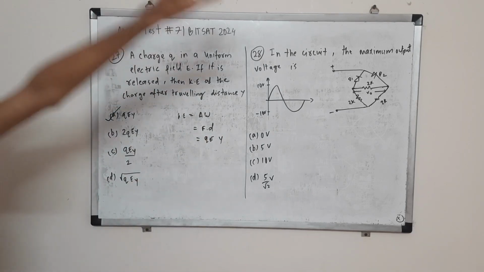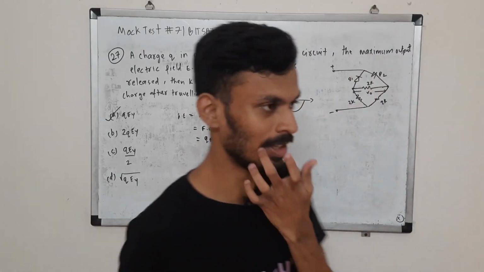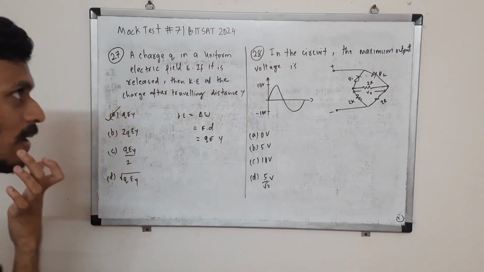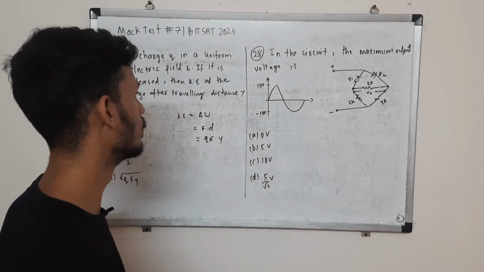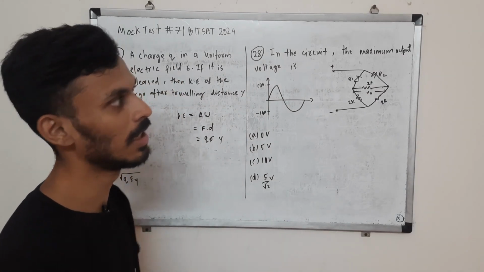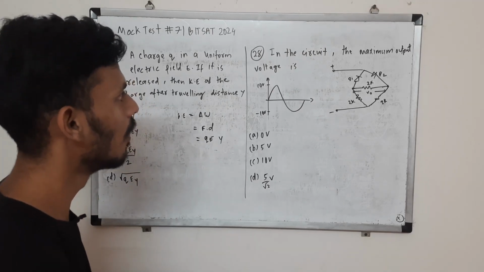Or you could have found the acceleration and then used s is equal to ut plus half at square, or v square is equal to u square plus 2as, found v square from there, and then found half mv square. That's a long procedure. Or you can use the work energy theorem.